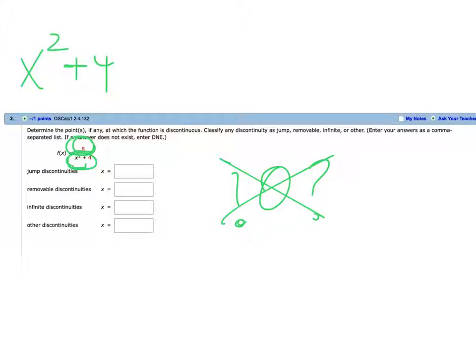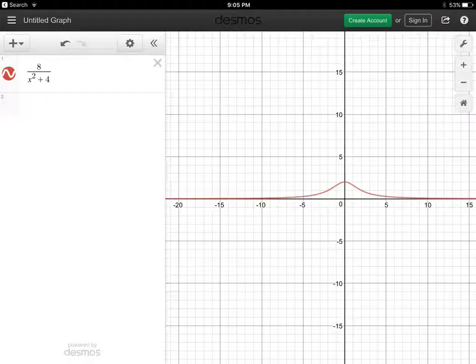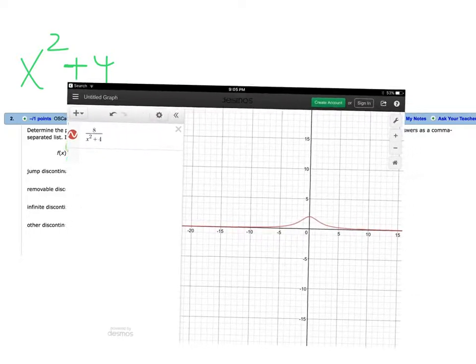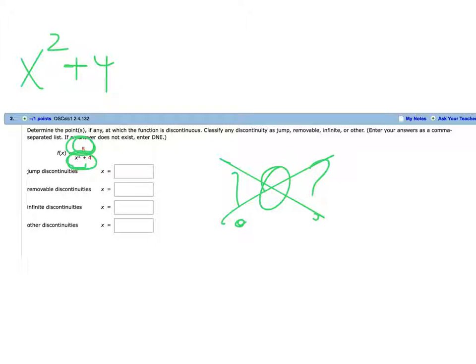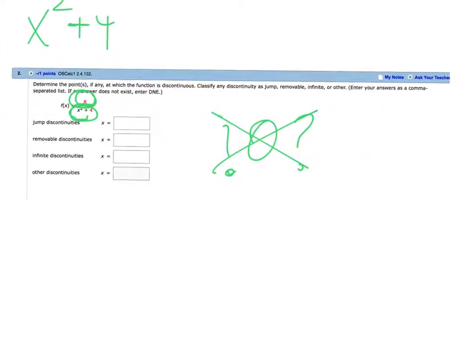And I graphed it so that you could see, but you can graph it as well on Desmos. So here's the graph of 8 over x squared plus 4, and you see that it is continuous, and it just keeps going. So what if it was 8 over x squared minus 4.